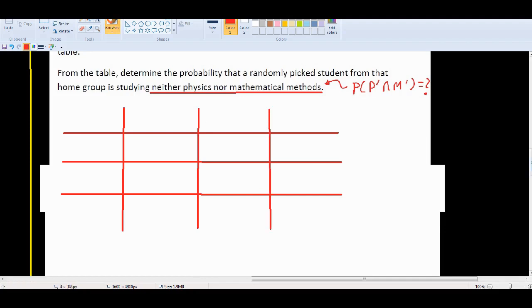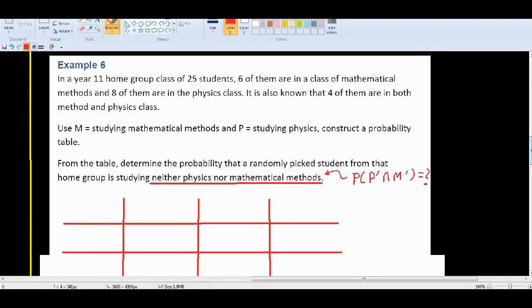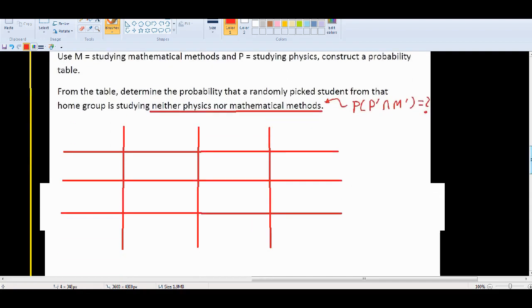Okay, so we understand that for this question we need to deal with 2 situations, 2 cases. One is the event that the student is studying mathematical methods, the other is studying physics. So there are 2 events. Let's say this is the event M, this is the complement of event M. Studying math, not studying math, right? Studying physics, not studying physics. Alright, then you understand.